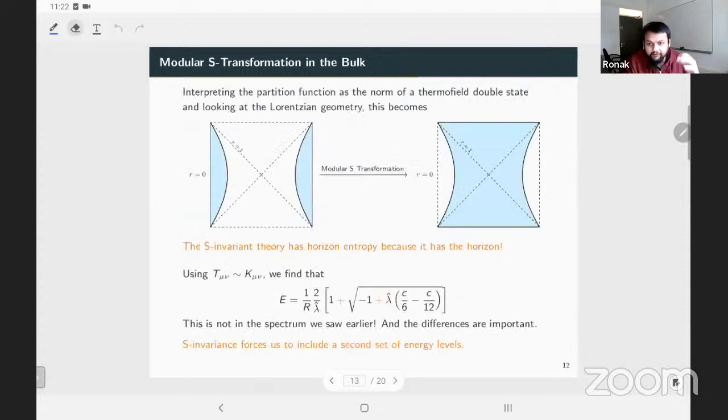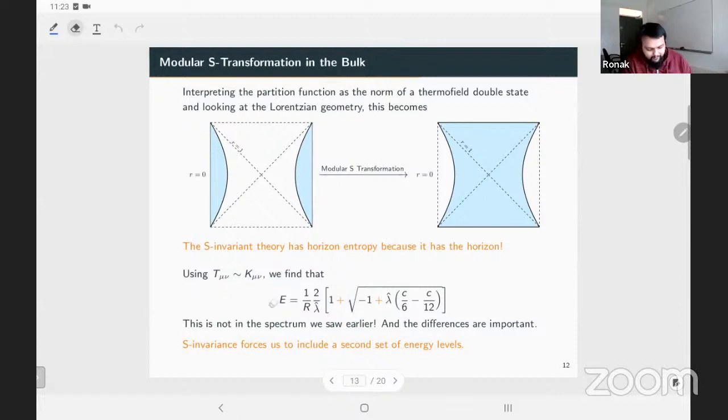And in pictures, it's easier to draw in Lorentzian space. The original theory, the thermofield double, looks like this, just two copies of the pole patch. We do a modular S transformation, we get a region including the cosmic horizon. So this is why the S invariant theory had horizon entropy. It's because it has the horizon. And basically the point is that new states were added. The assumption of S invariance was not innocuous. It actually did something non-trivial.